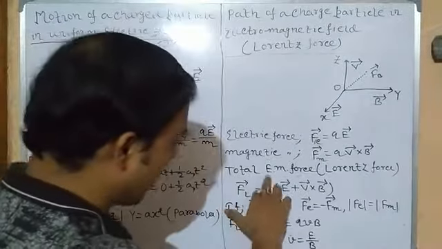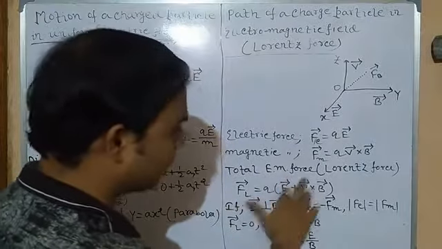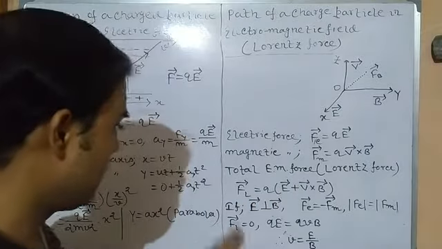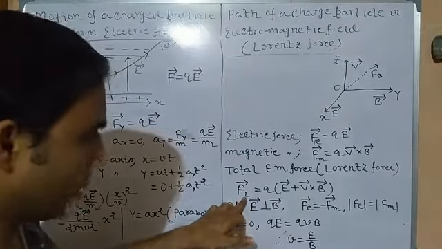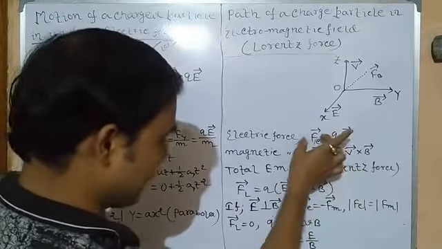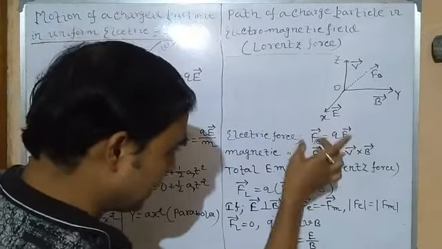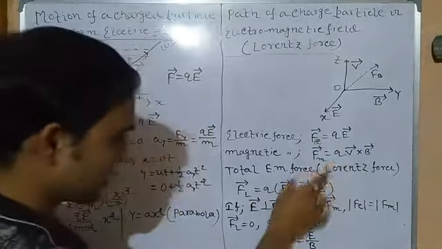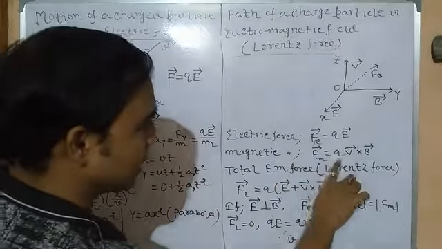So the total electromagnetic force, EM force, is also called the Lorentz force. So F_L, where L indicates Lorentz, is the electric force plus the magnetic force, that is qE plus q into v cross B.